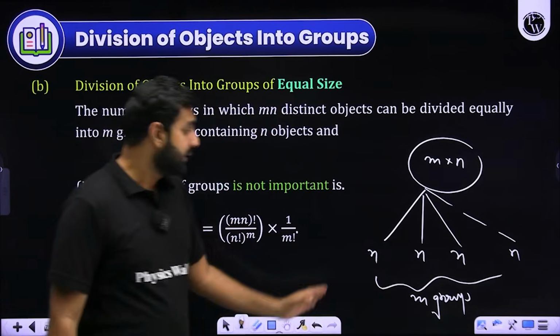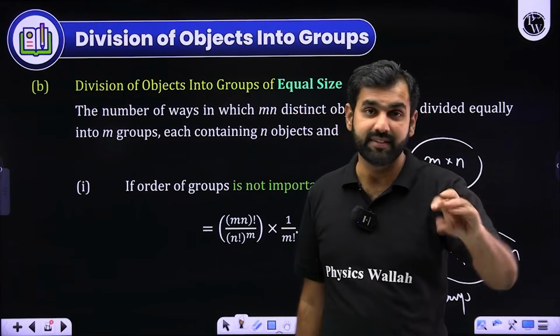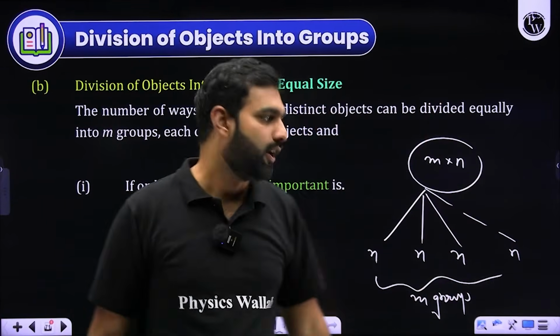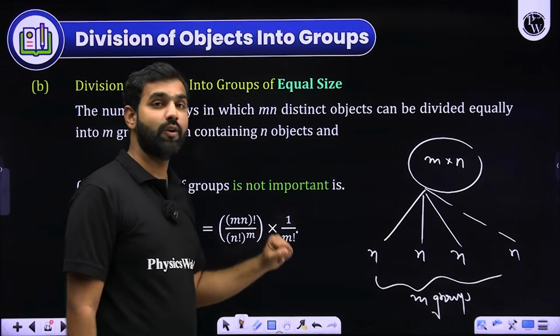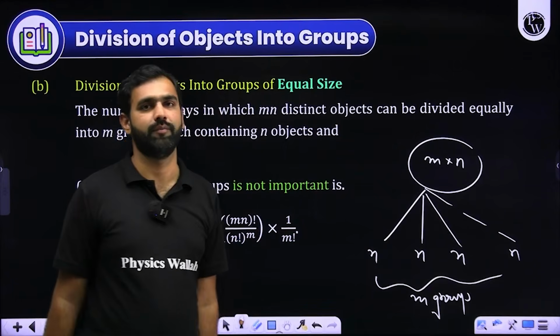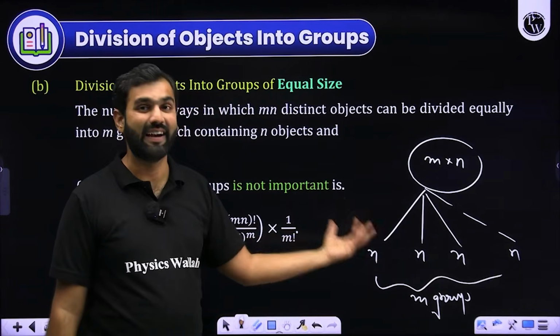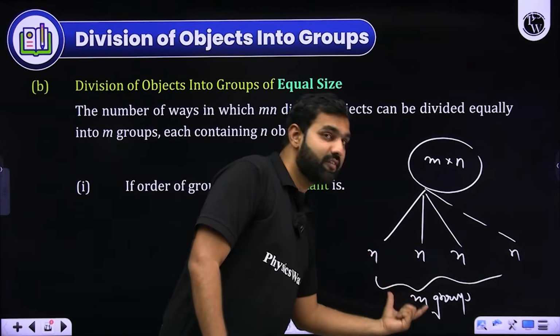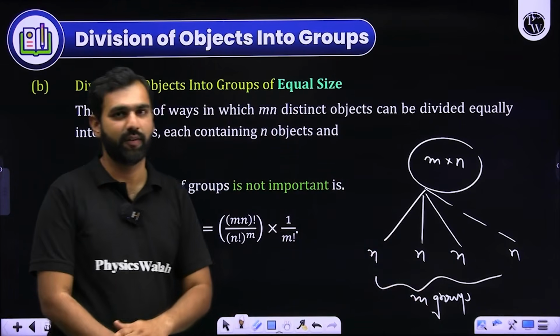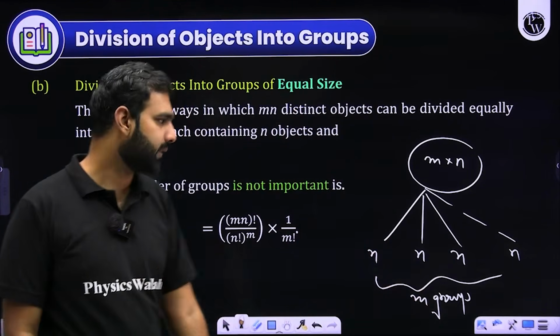But again, the same size is repeated m number of times. So I need to divide this result by m factorial. So there this m factorial comes. Are you able to understand that when the group size is identical, then in the division, you should take care of this factor as well? Did you get that part?